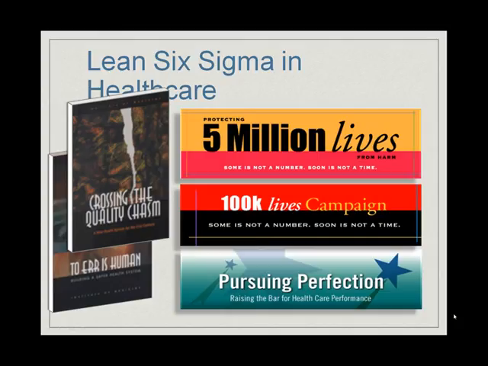We also briefly mentioned in the last lecture how Lean and Six Sigma has been utilized in healthcare. In particular, we mentioned the 100,000 Lives campaign and the 5 Million Lives campaign, which are processes being implemented by the Institute for Healthcare Improvement, Don Berwick's group out of Boston. A couple other publications that are noteworthy are the 2 you see on the left-hand side of the slide, Crossing the Quality Chasm and To Err is Human.